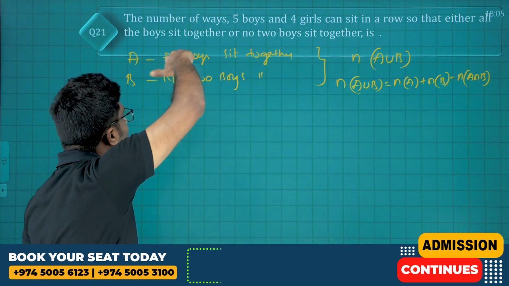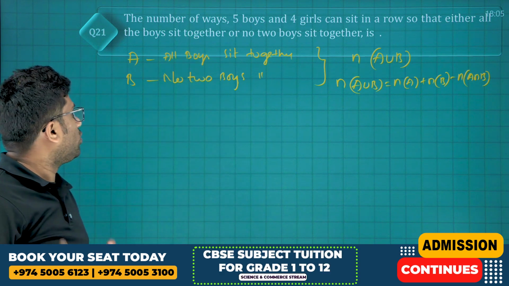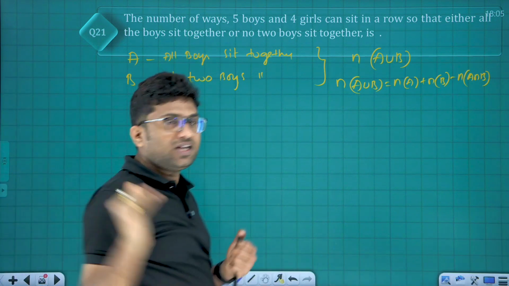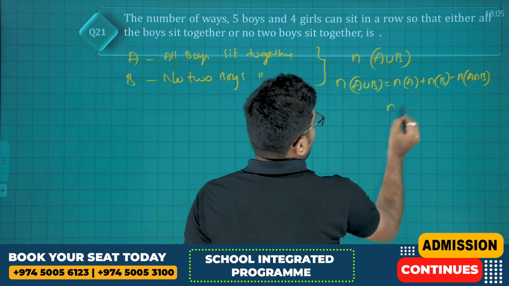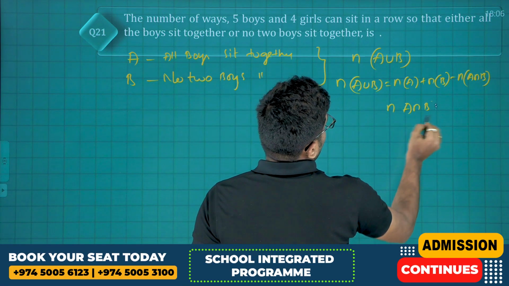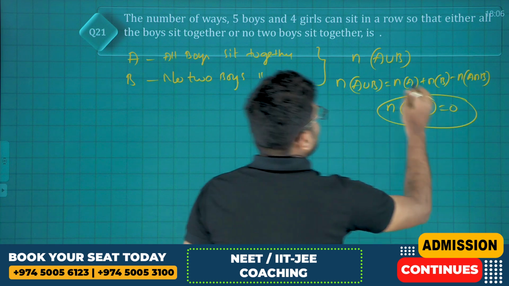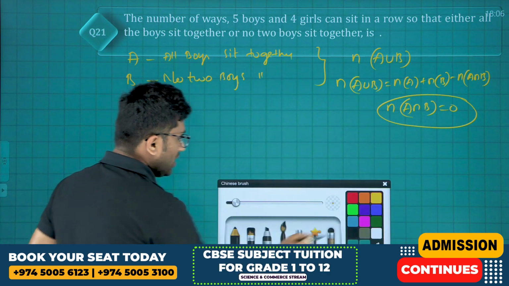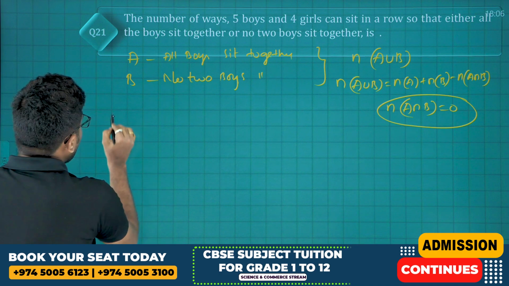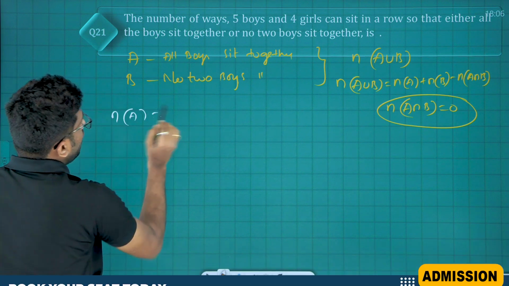Why? Because there can't be all boys sit together and no 2 boys sit together. There can't be any case at all. So n of A intersection B is 0. That means we need only n of A and n of B. What is n of A? N of A is nothing but all boys sit together.